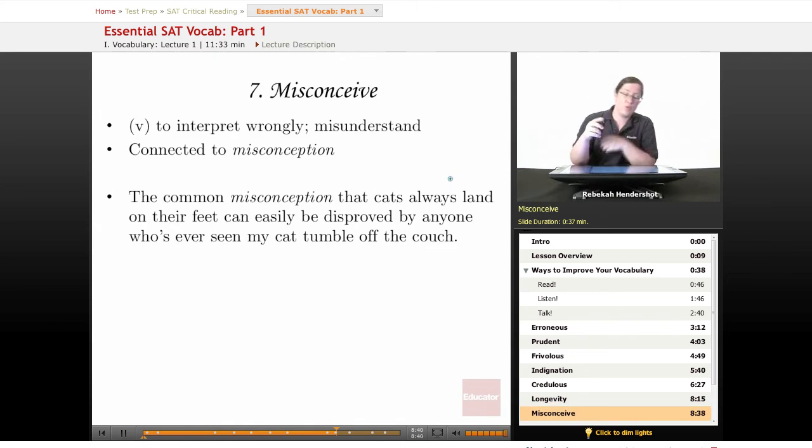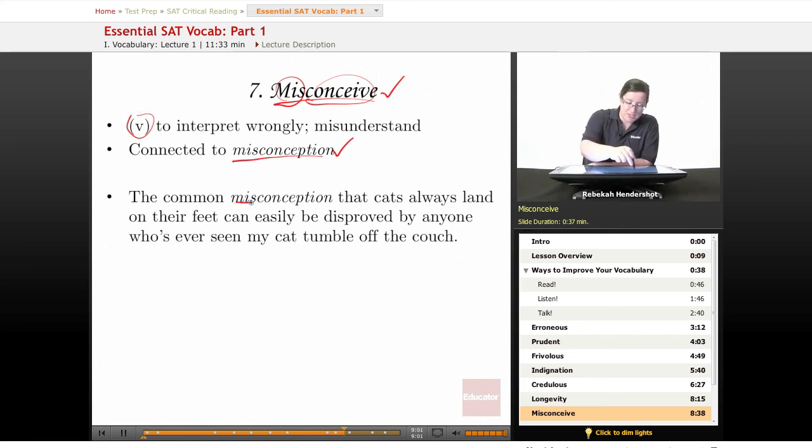All right, our seventh word is misconceive. It is a verb meaning to interpret wrongly or misunderstand. So there's our mis, which means not doing it right, and conceive, which means in some meanings to understand. So you're conceiving wrongly, you're misconceiving. It is, of course, connected to misconception, and that's the word that's used in our sample sentence.